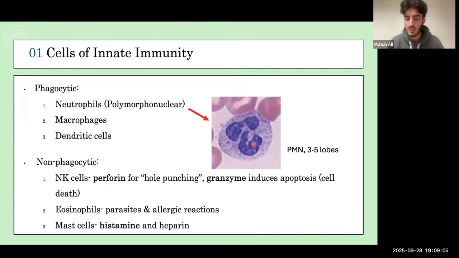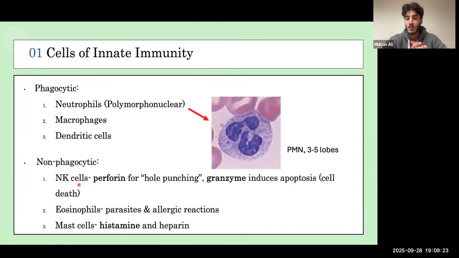And then the remaining 2, of course, like we said, macrophages and dendritic cells. Now we have phagocytic cells. That means we also have non-phagocytic cells, logically. So these non-phagocytic cells are 3 of them that you need to know. The first one being your natural killer cells, the NK cells. Now, what you need to know about these cells is that they have 2 enzymes that they're going to release.